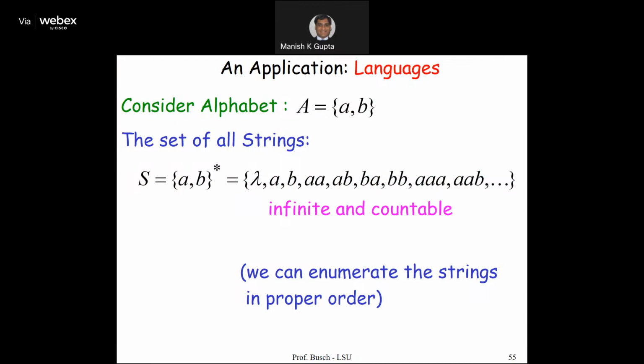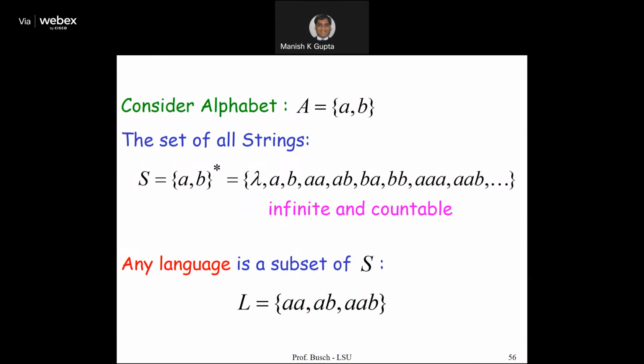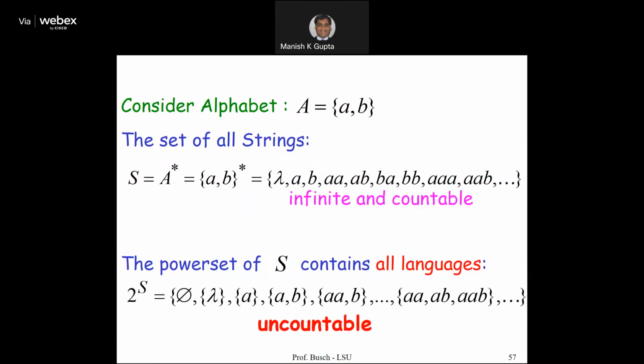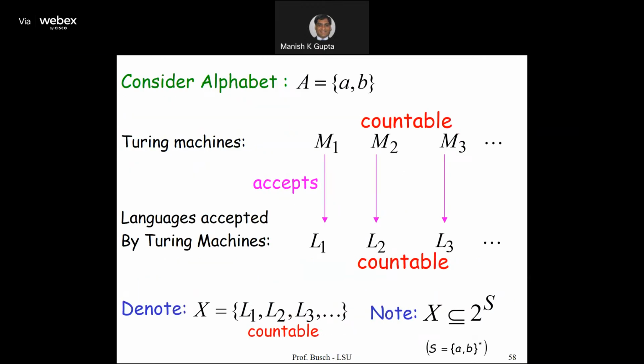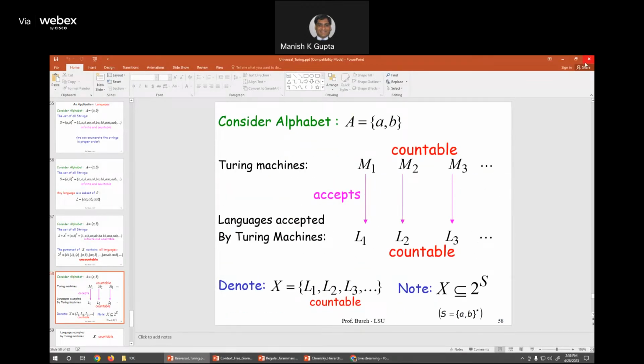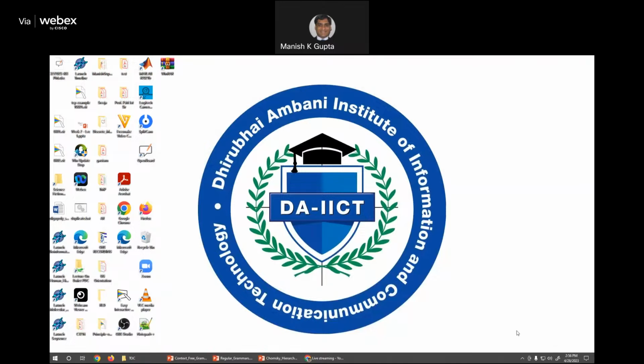So the application is: for a language, the set of all strings is infinite and countable. Any language is a subset here. The power set contains all languages, which is uncountable. So there are more languages than the number of Turing machines. I think that's all for this. We can finish. Got the idea?